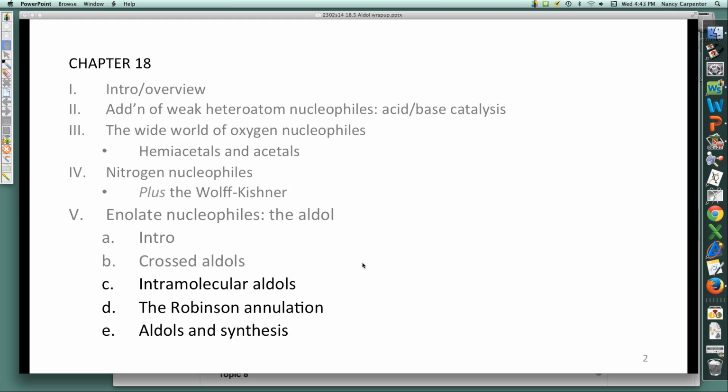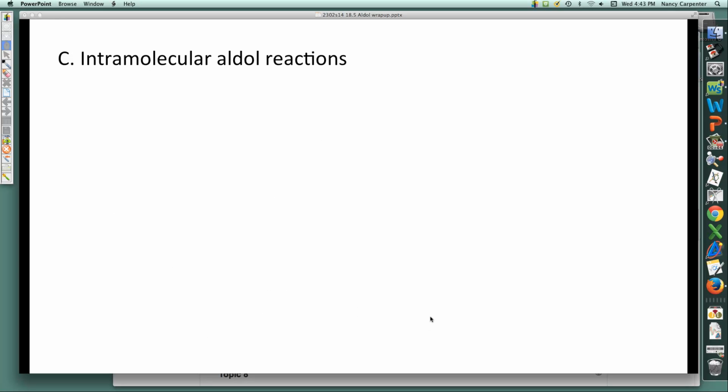But you need to be aware that if you mix aldehydes and ketones up with different structures, you have the possibility for a messy mixture of products. Now we're going to look at some additional examples of aldols, the intramolecular versions, the Robinson annulation, and then just look at some synthetic stuff.